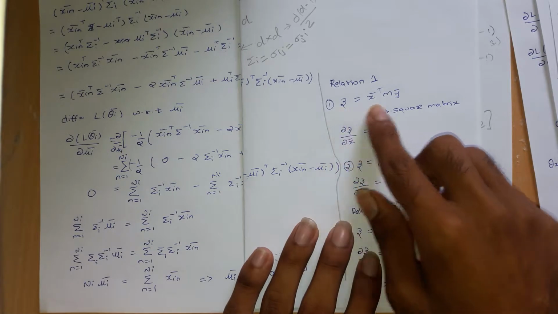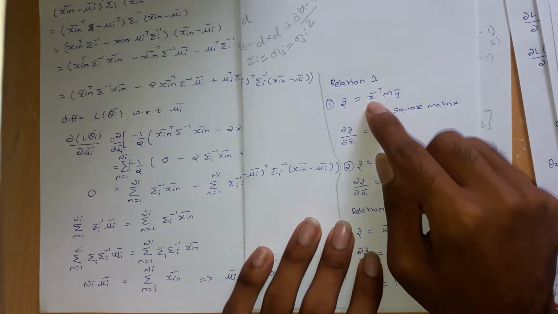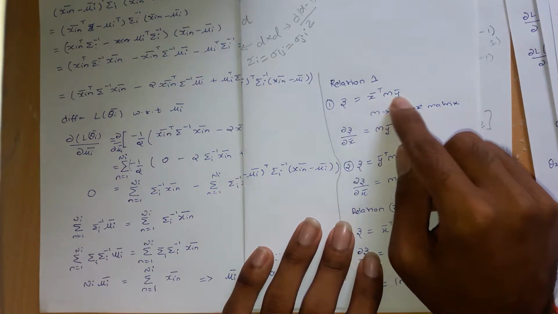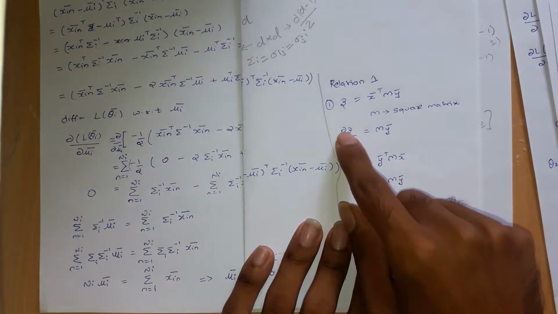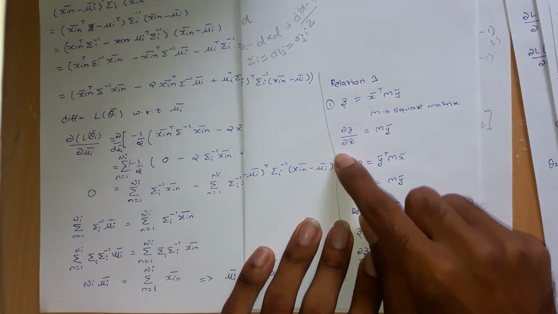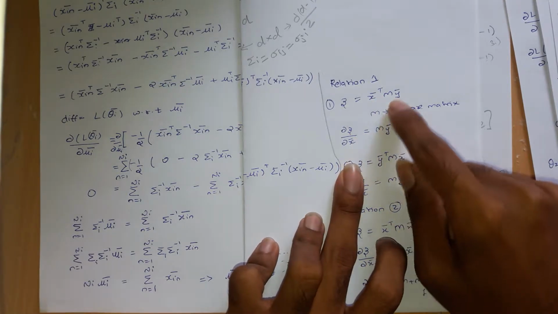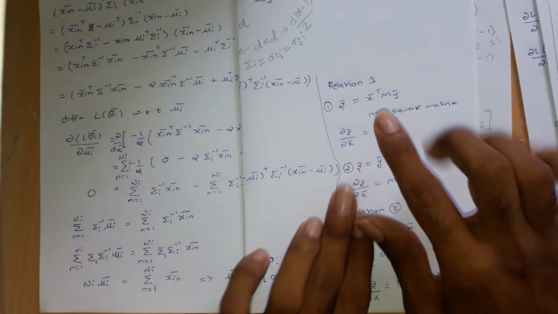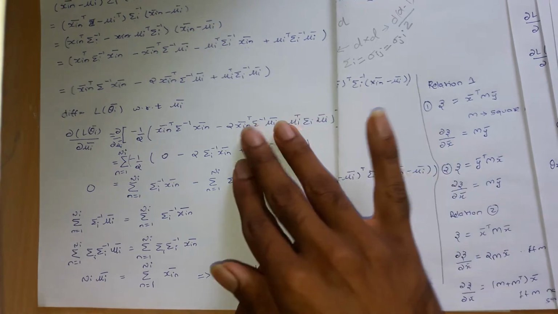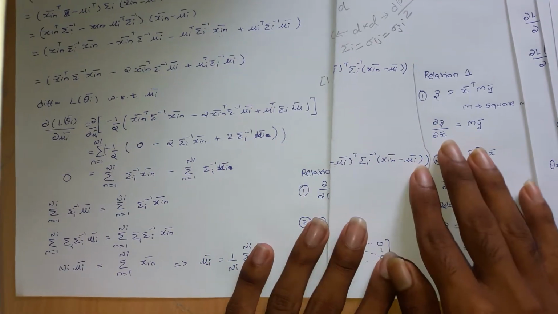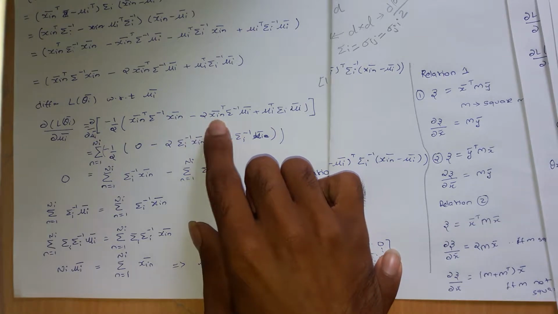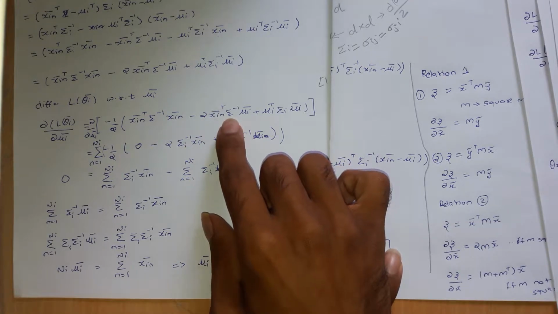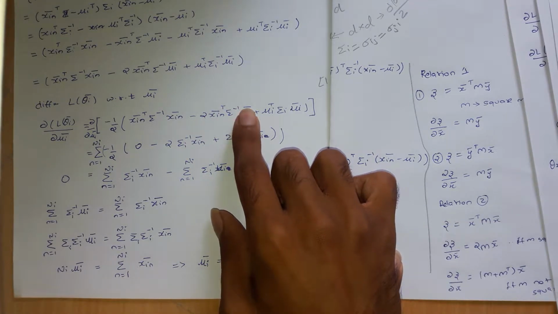Now when I differentiate x_n transpose sigma inverse mu_i bar, we have a relation that says if z is x bar transpose M y bar, where M is a square matrix, then differentiation of z with respect to x bar will just give you M y bar. So this is what is happening over here. If you see here, there is minus 2 times x_n transpose sigma inverse mu_i bar.